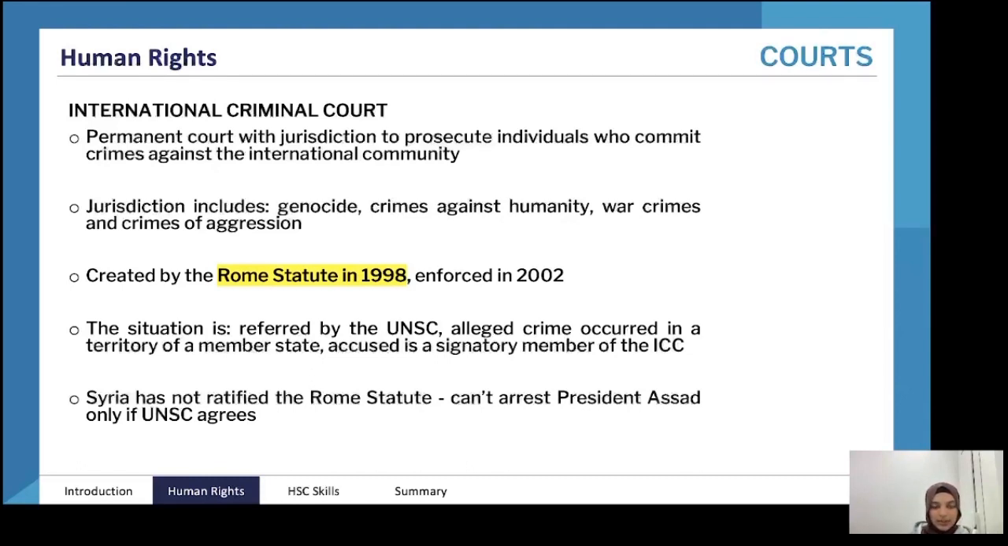So this was created by the Rome Statute in 1998 and enforced in 2002. The situation is referred to by the UNSC, or the alleged crime occurred in the territory of a member state, and the accused is a signatory member of the ICC. So Syria has not ratified the Rome Statute and can't arrest President Assad unless the UNSC agrees, for example.